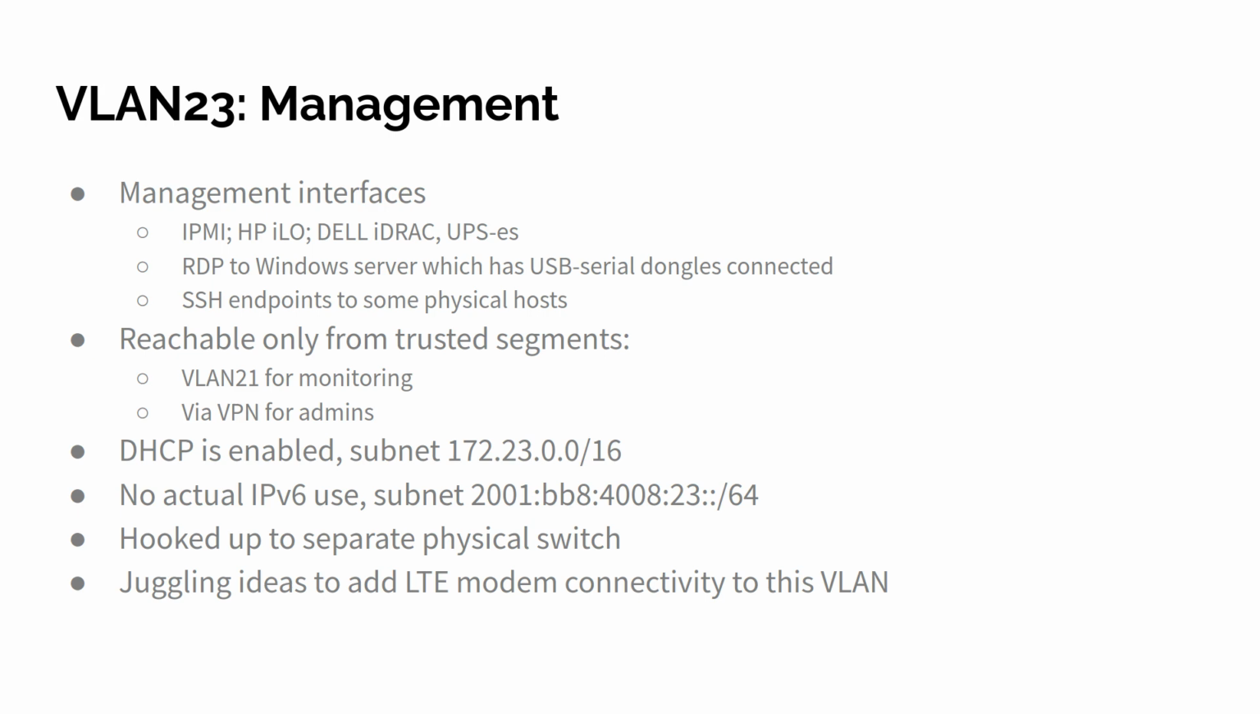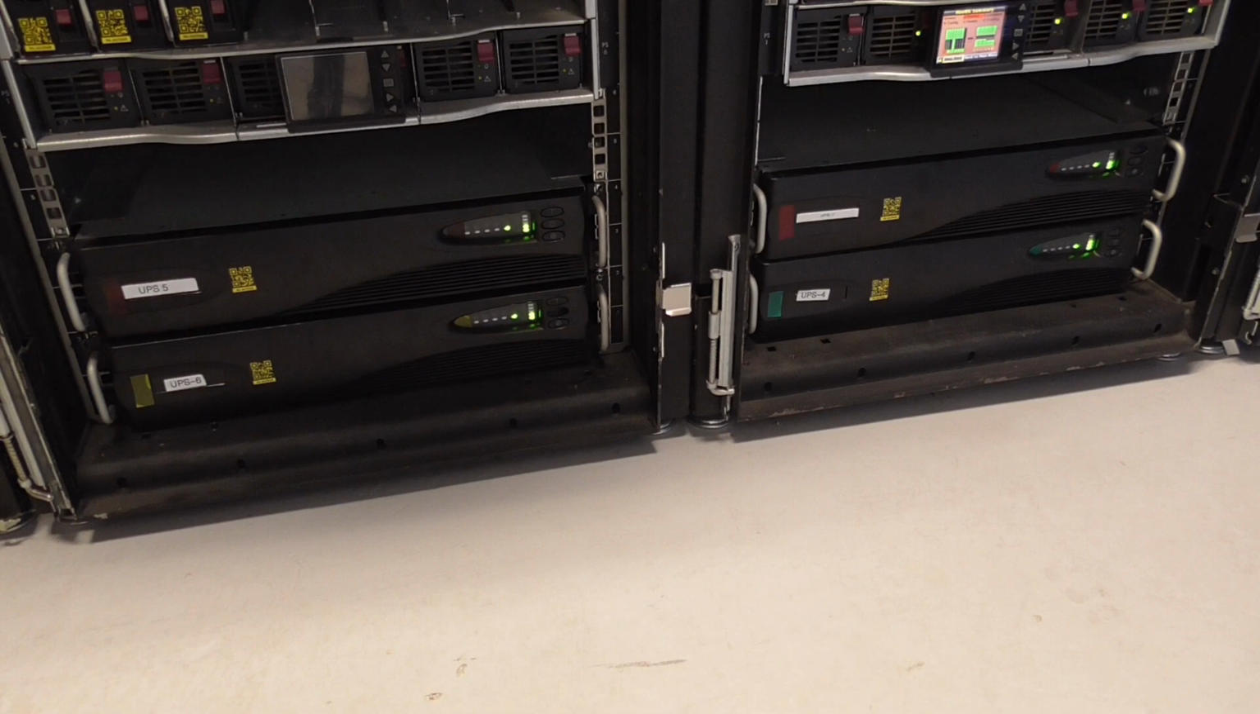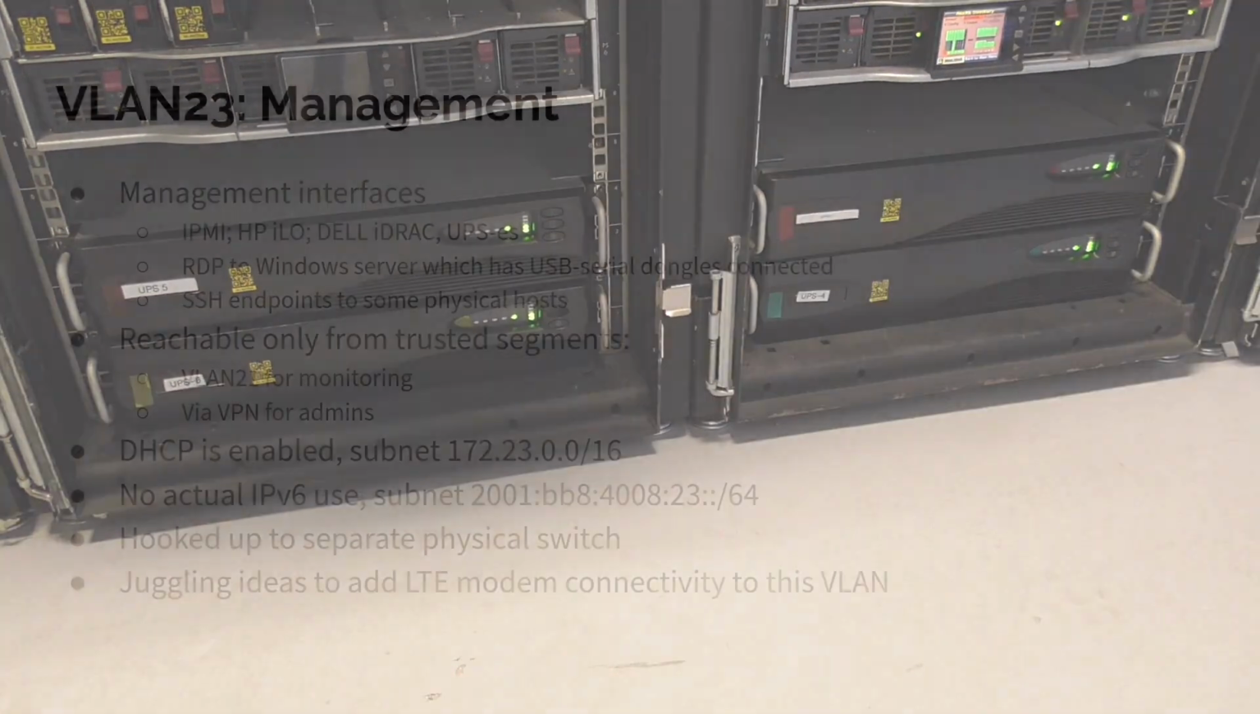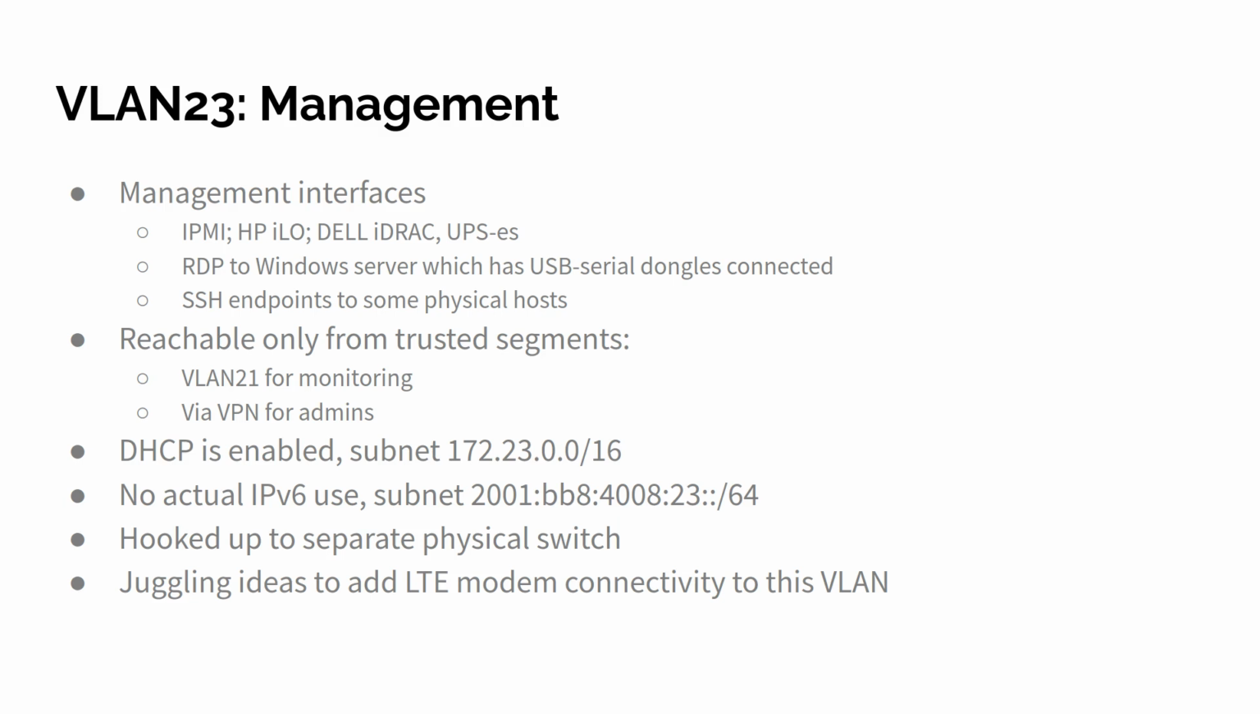Next up, VLAN 23. That's where we've got server management interfaces. This is the kind of stuff that historically has been quite exploitable. You've got bugs there, vulnerabilities. With UPSes, or uninterruptible power supplies, the story is even funnier, because the SNMP interface that it exposes for monitoring purposes also permits you to shut down a UPS, which is obviously something that you don't want a random person to be able to do. So for these reasons, this VLAN is reachable only from trusted segments.